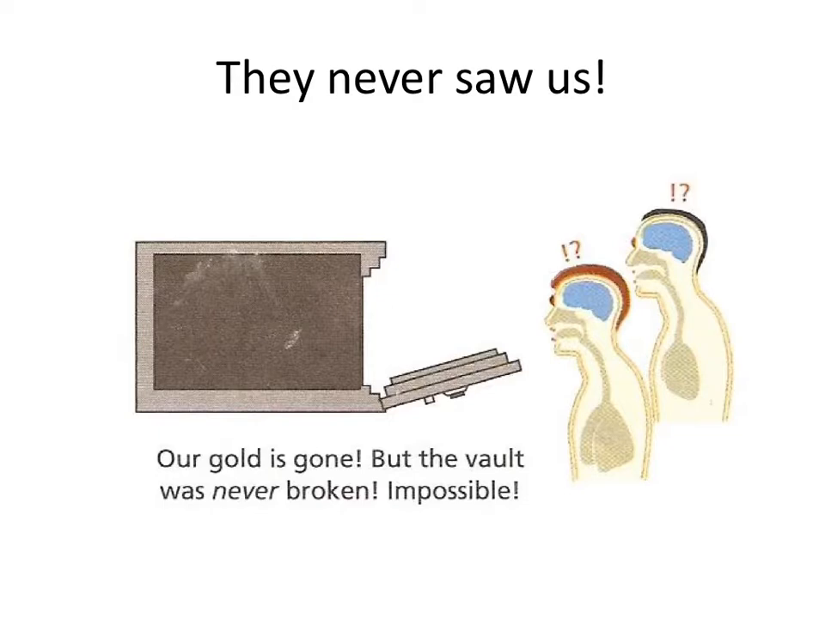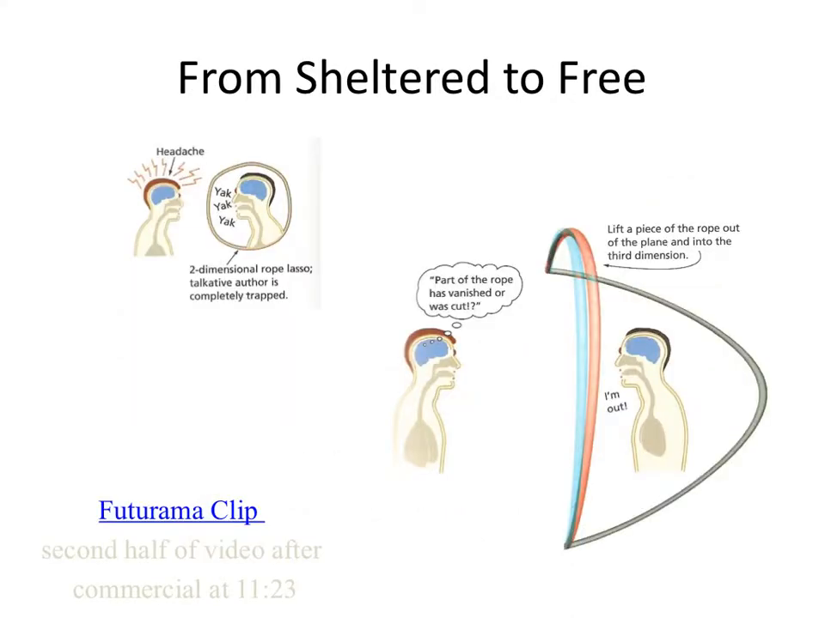And when they go to open the safe, it's gone. But yet, to them, the seal of the vault has never been broken. They've not seen that happen. All right, that's because in the third dimension, we can come in from above. We have depth.